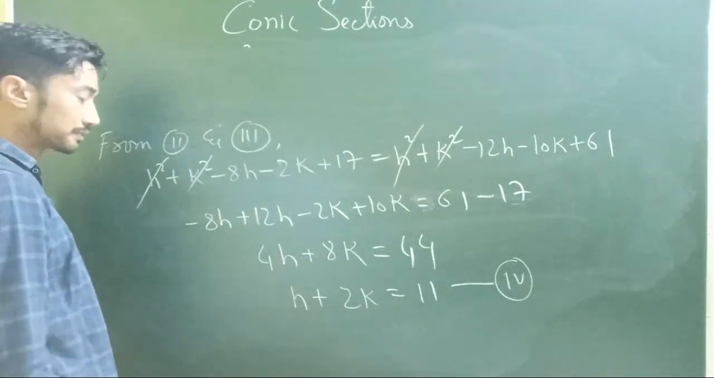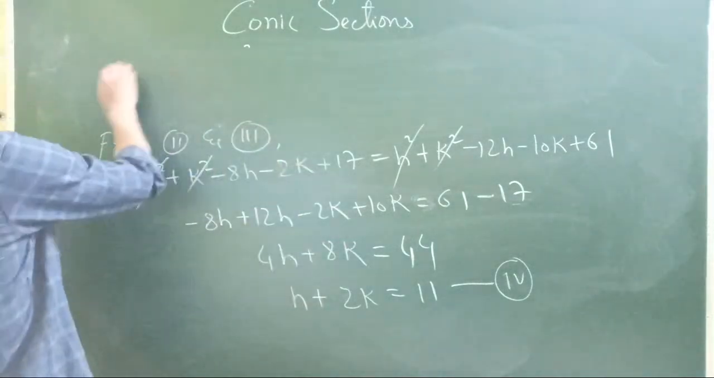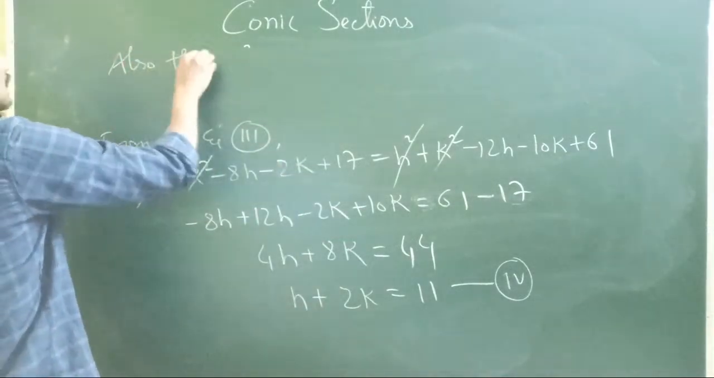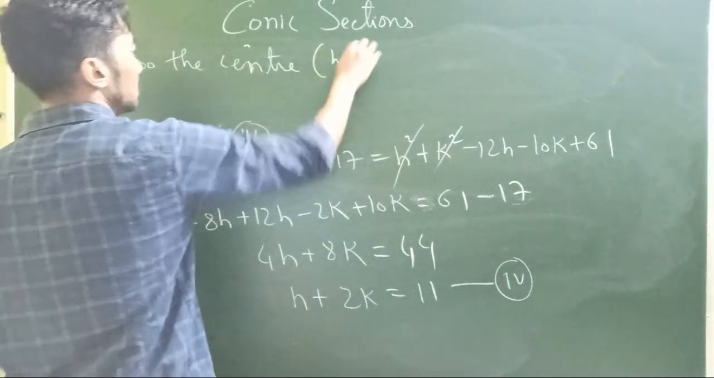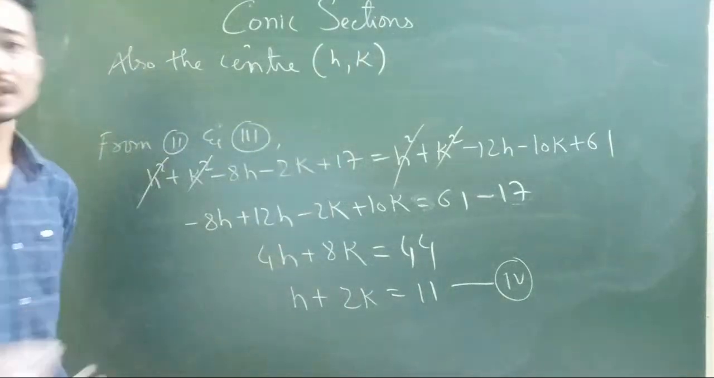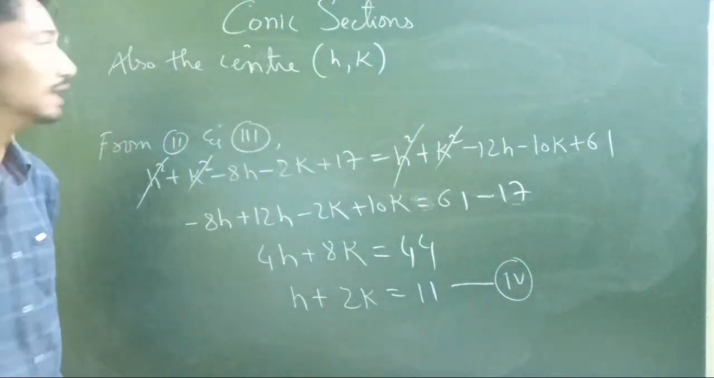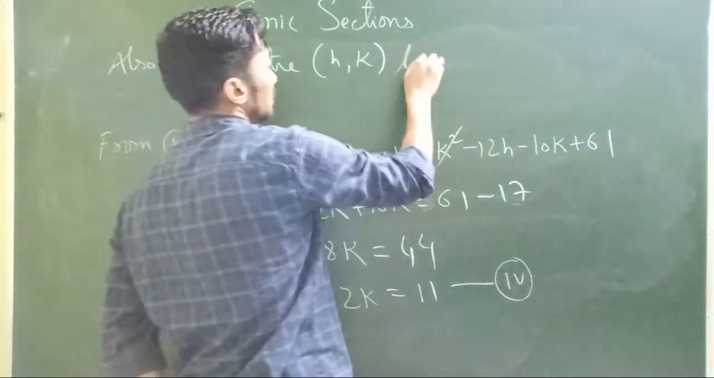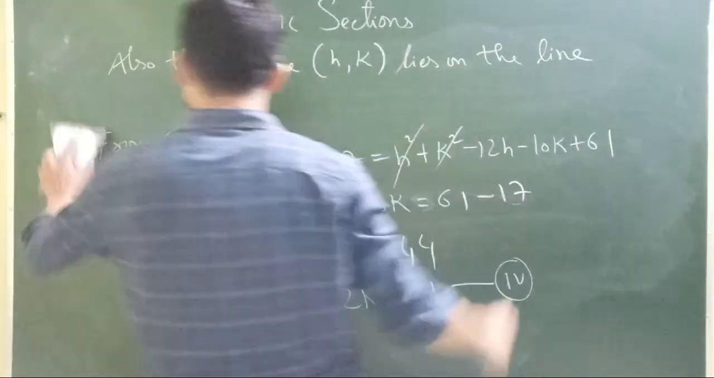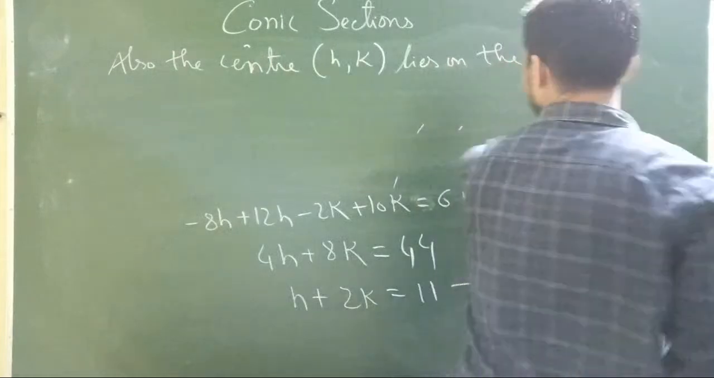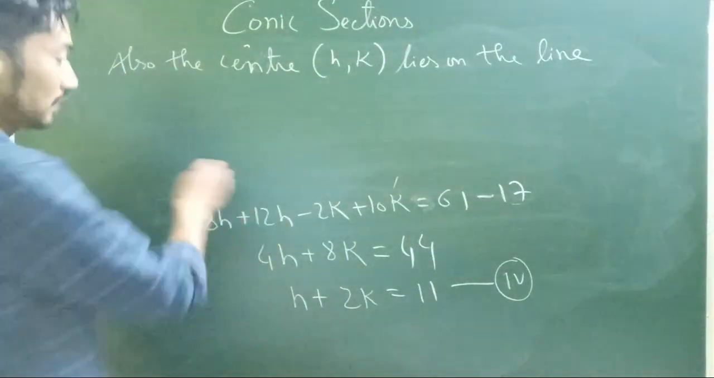Okay, so what it states is this is the condition that is done. Also, the center. What was our center? HK, isn't it? Because we started with the standard equation. So in the standard equation the center is always represented as h and k. Also, the center lies on the line. That means the center is lying on the line. What was that line? 4x plus y.